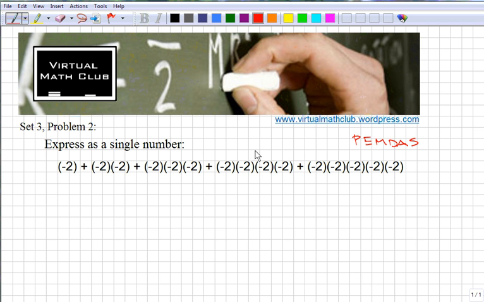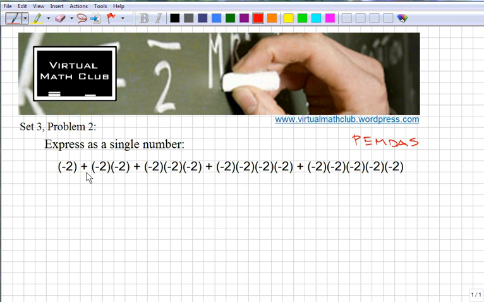So do we have any parentheses? Well, I see lots of parentheses here, but they're not around any operation, they're just around the negative 2, so that the negative doesn't look like a minus sign. If we didn't have the parentheses, this would look like a negative 2 minus 2 instead of a negative 2 times a negative 2. They aren't enclosing any operations, so we don't have to worry about parentheses. There's no exponents.